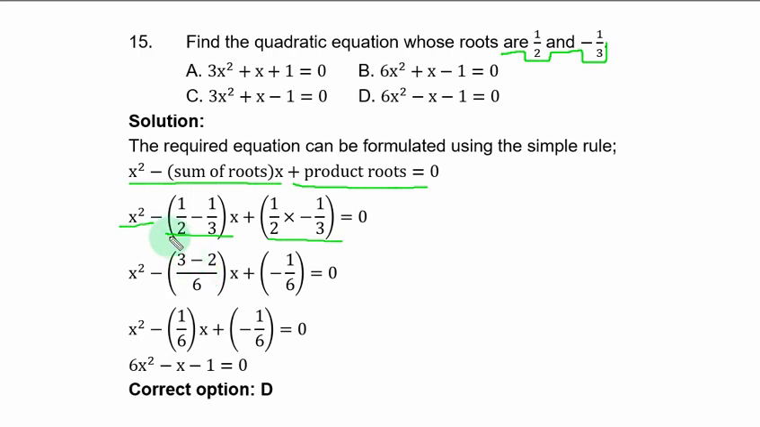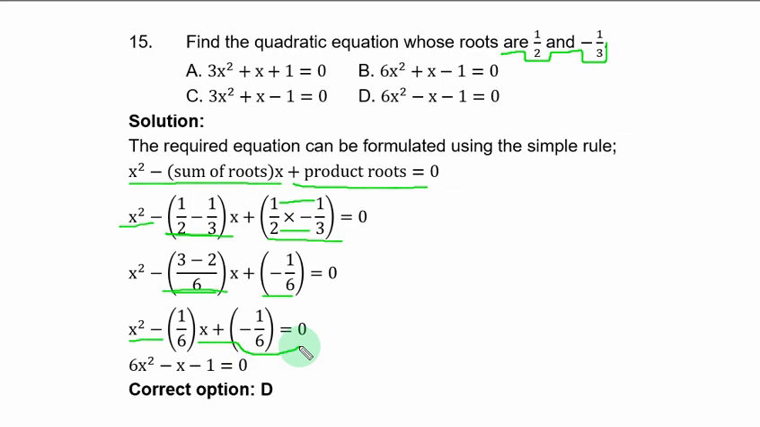If you simplify by finding LCM, you have this result. In multiplication, you don't find the LCM. You multiply numerator against numerator and denominator against denominator, and you have minus 1 over 6. So if you subtract the terms in the bracket under sum of roots, you have s squared minus 1 over 6 times s plus bracket open minus 1 over 6 bracket close equal to 0.